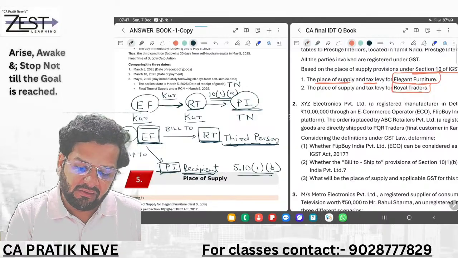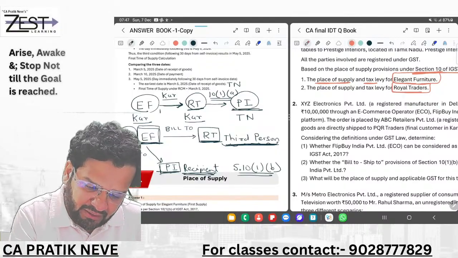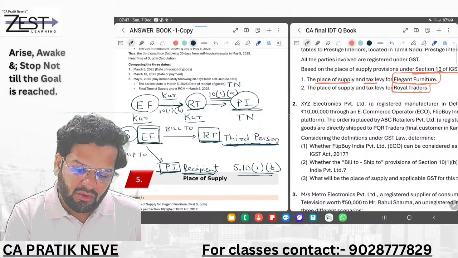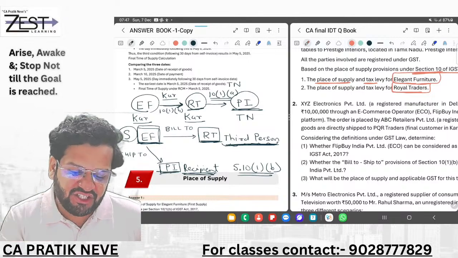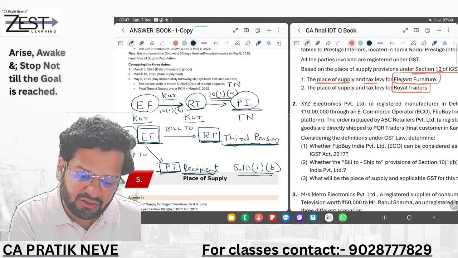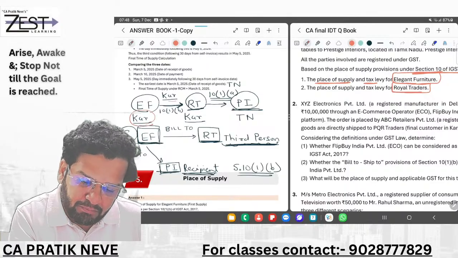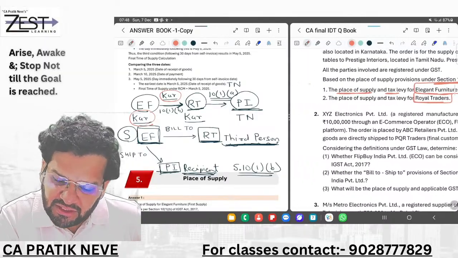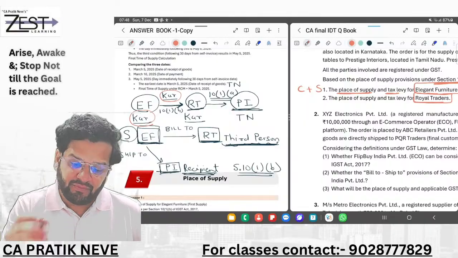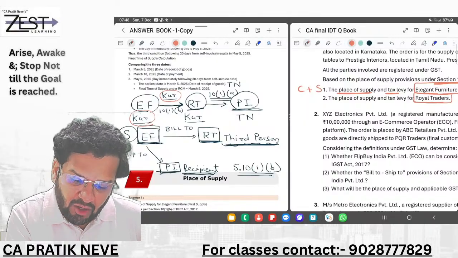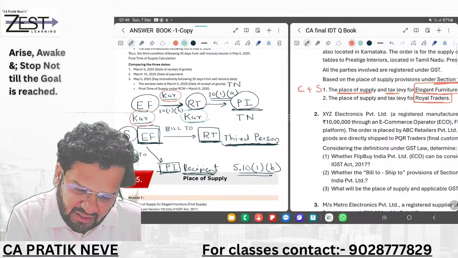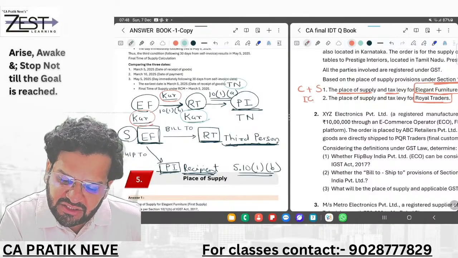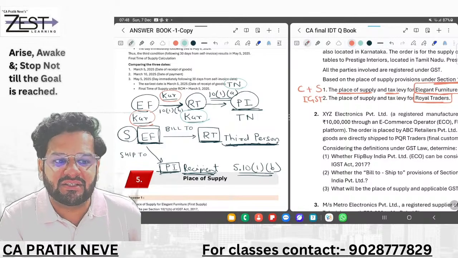Make sense? So now here we applied 10(1)(b) and here we applied 10(1)(a). Now they have asked you what is the GST payable also. So in the first transaction, LOS is Karnataka, POS is also Karnataka. So in the first transaction, chargeable will be CGST plus SGST. In the second transaction, LOS, can you see? LOS is Karnataka, POS is Tamil Nadu. So chargeable will be IGST because it is interstate supply.